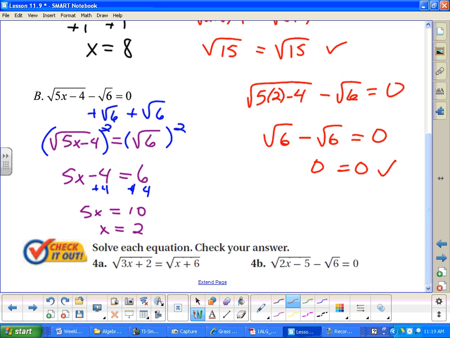So when we have two radicals, make sure they're on opposite sides. Because if you don't, whatever you get, unless you're very lucky, will not be correct. Sometimes you can be lucky and still get the right answer, but not very often.